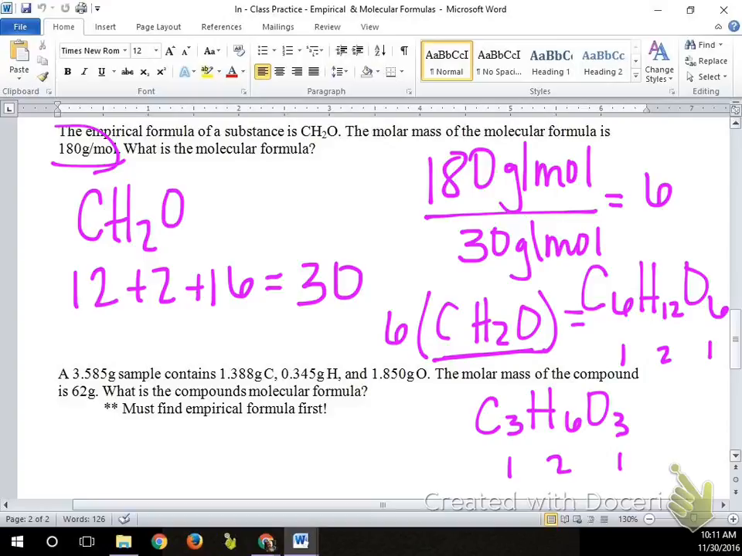So there's one empirical formula, but there might be a lot of molecular formulas. Does that make sense? Empirical is always the smallest ratio of those elements combined. Questions here?